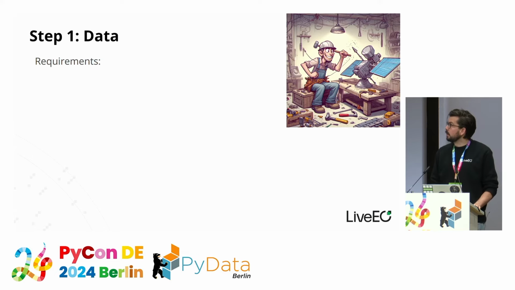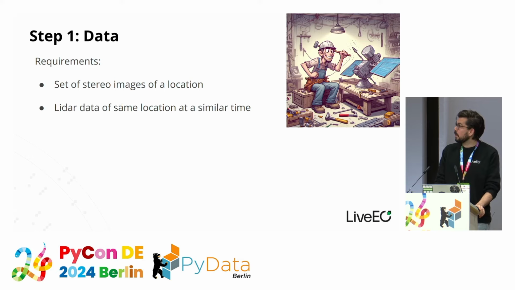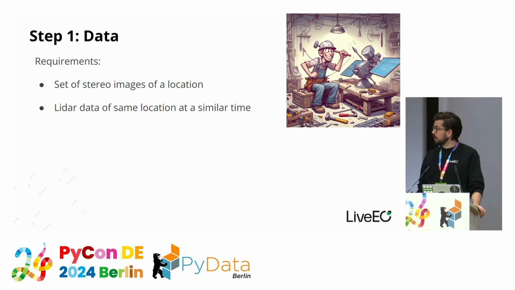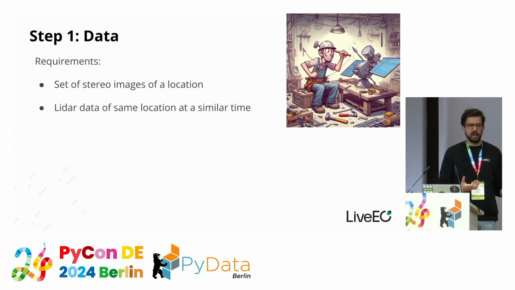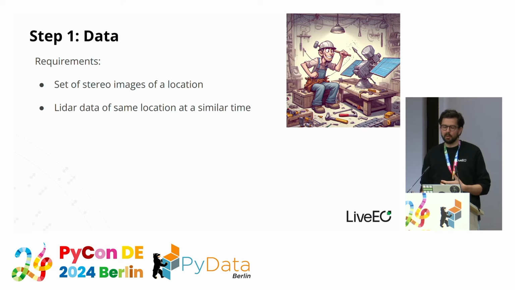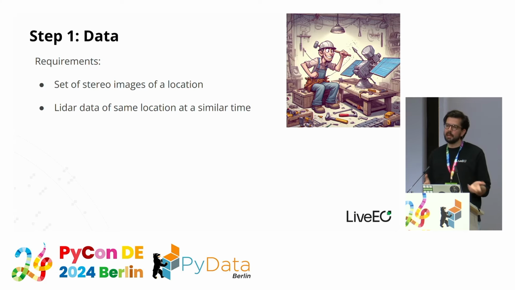The requirements are that we have a set of stereo images of a location, so we can task these. We often buy the images from one of our providers. And then we also use LiDAR data to create our training data. So we need LiDAR of the same location at a similar time, especially because we're working in vegetation, and vegetation isn't static. It's pretty important that the LiDAR scan is from a similar time, usually within a few months of when the image was taken.